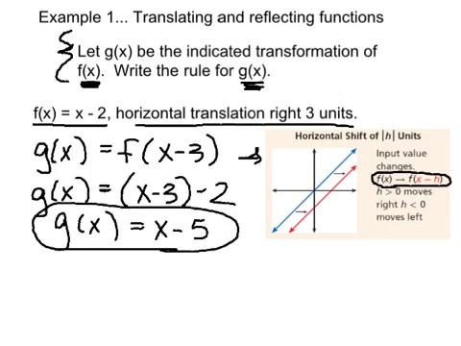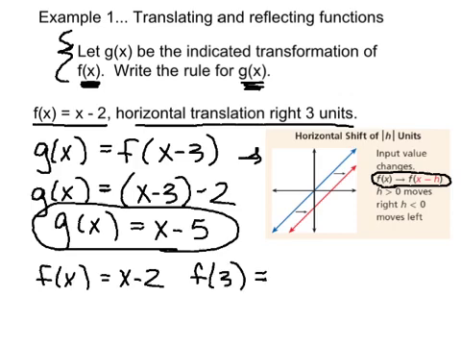Okay? Let me refresh your memory. If you ever had a function f of x equals x minus 2, and I told you to evaluate f of 3, you would take that 3 and replace it. Okay? Same deal here. I'm telling you to evaluate your original function at x minus 3. So where you see x, you replace it with x minus 3. And then simplify. Same deal as like this.